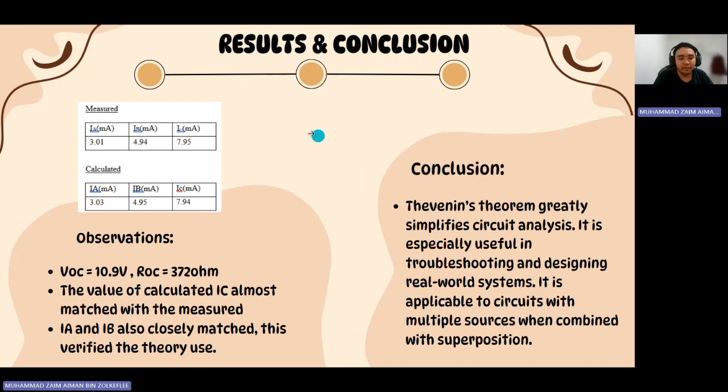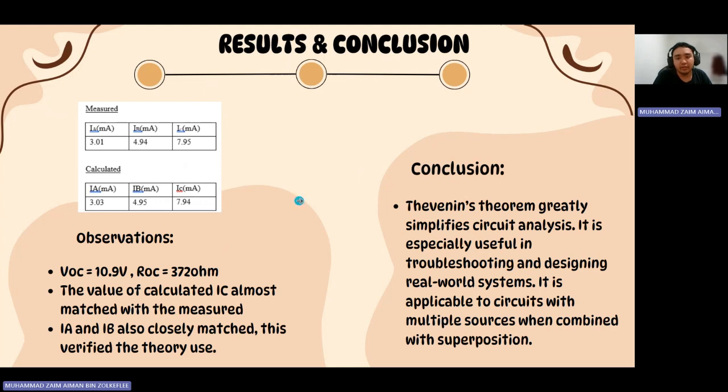Here is the observation. These are the values measured and calculated using simulation only, just to avoid any misunderstanding. For the observation, the values of VOC and ROC are 10.9 and 372 ohm. The calculated value of IC is almost the same as the measured. IB is the same as IC, and IA and IB also closely match. This verified the data we used.